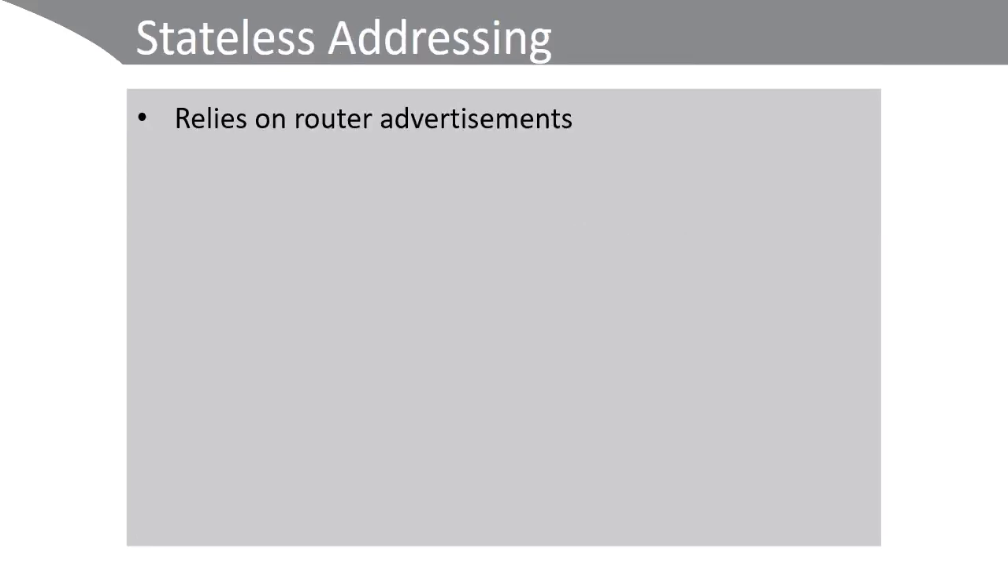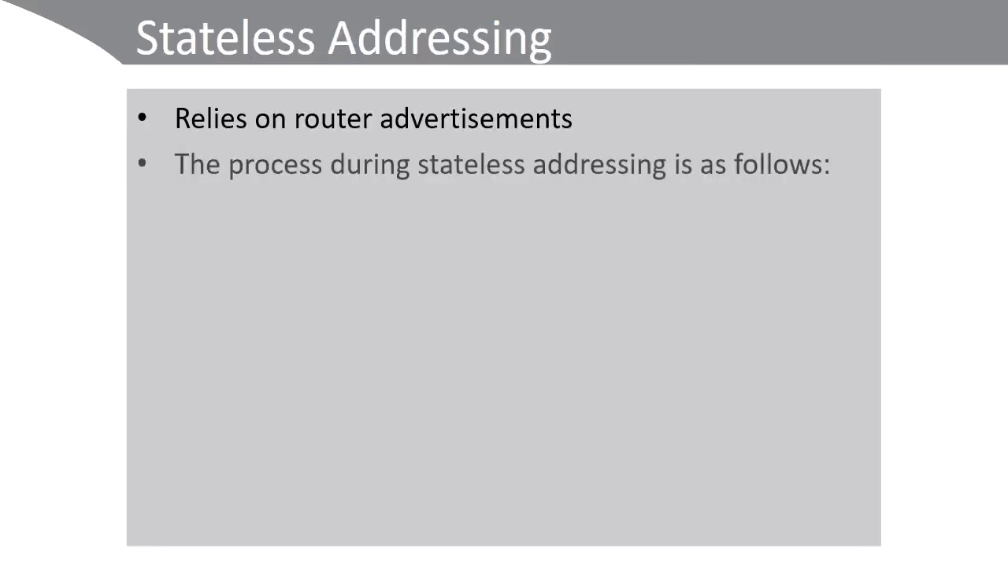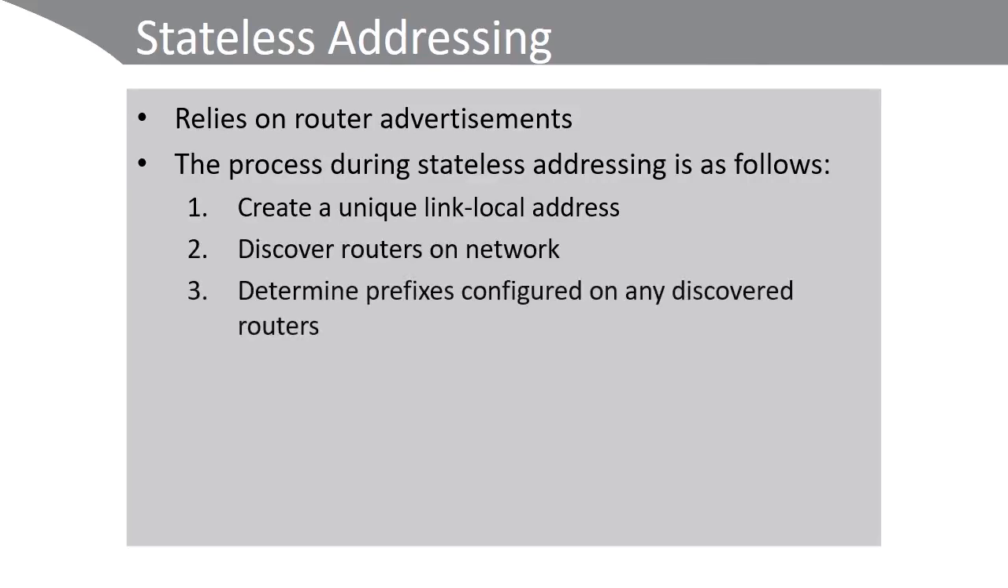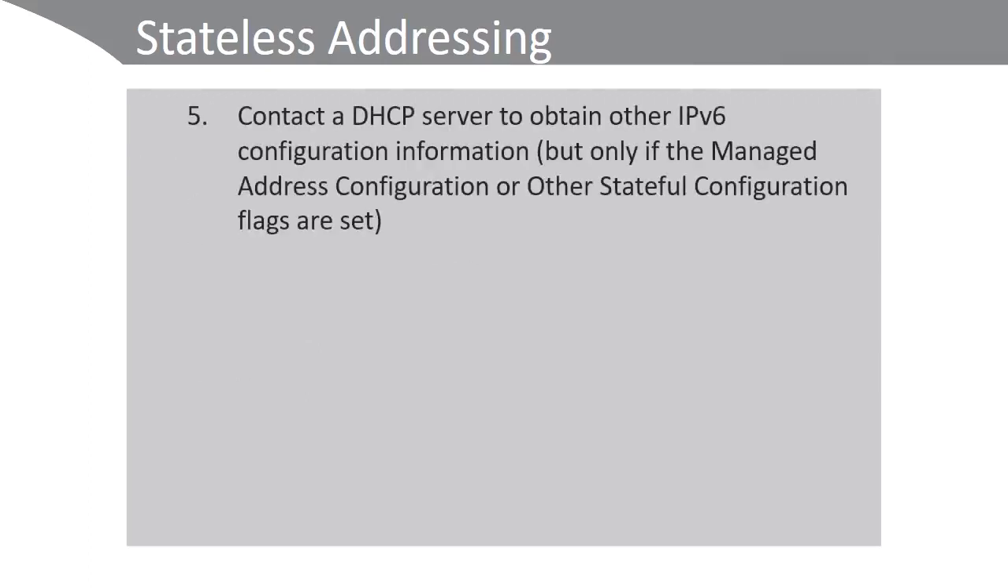Stateless addressing, as I've just said, relies on router advertisements, and the process is as follows. Firstly, a client creates a unique link local address. It uses this to discover routers on the network. It then determines the prefixes, in other words the network IDs, configured on any discovered routers, and applies those prefixes locally. It will then contact a DHCP server to obtain any other IPv6 configuration information.